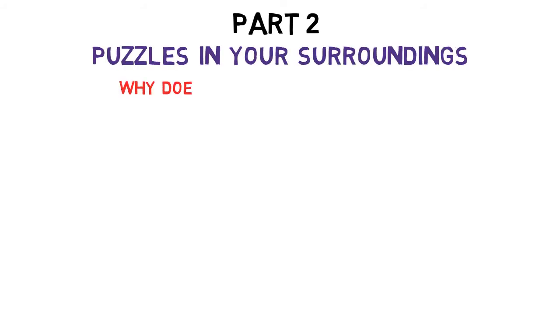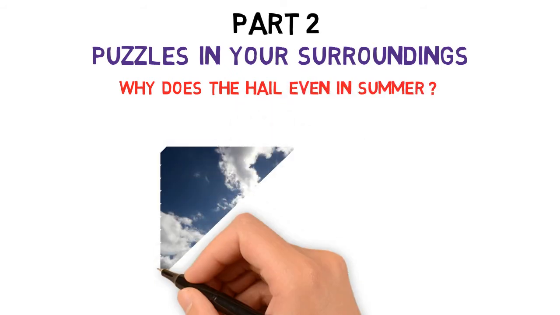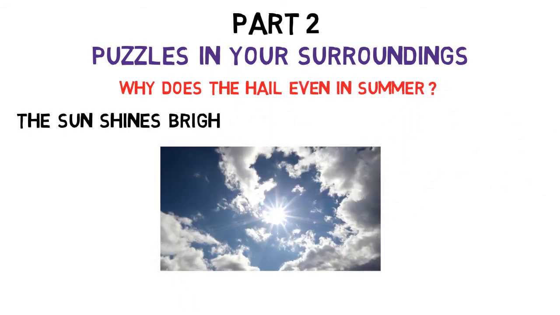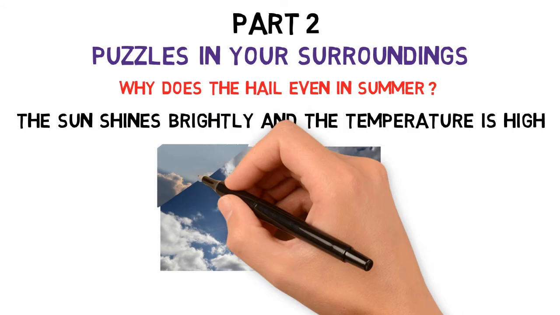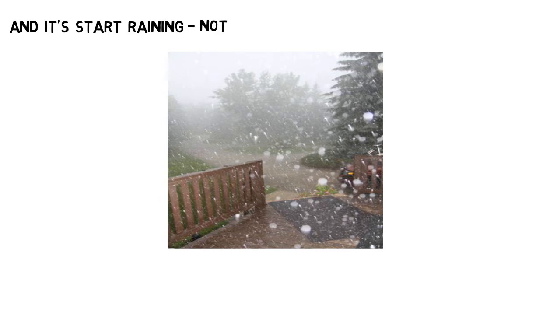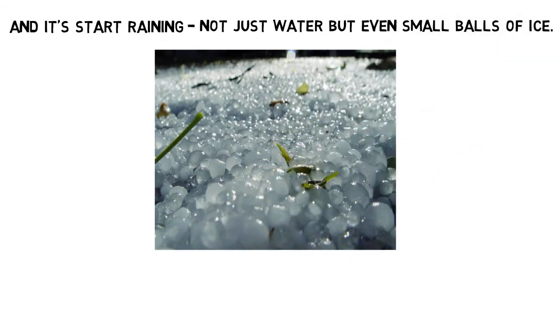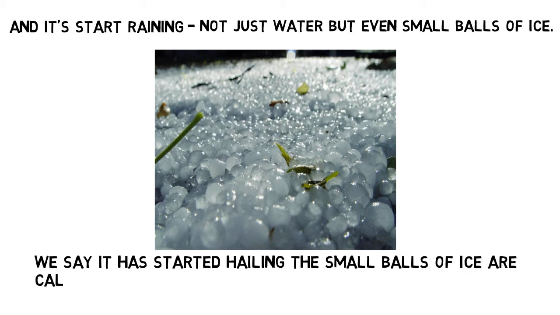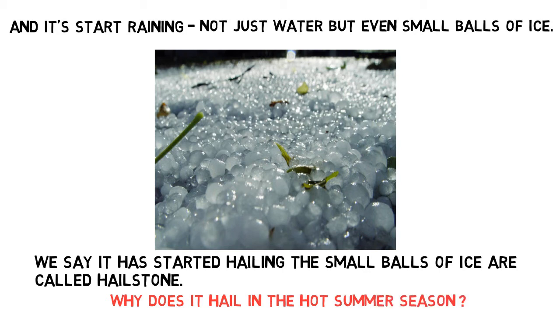Now we come to part 2, puzzles in your surroundings. Why does it hail even in summer? The sun shines brightly and the temperature is high, and then suddenly there are clouds in the sky and it starts raining. Not just water, but even small balls of ice. We say it has started hailing. The small balls of ice are called hailstones. Why does it hail in the hot summer season?